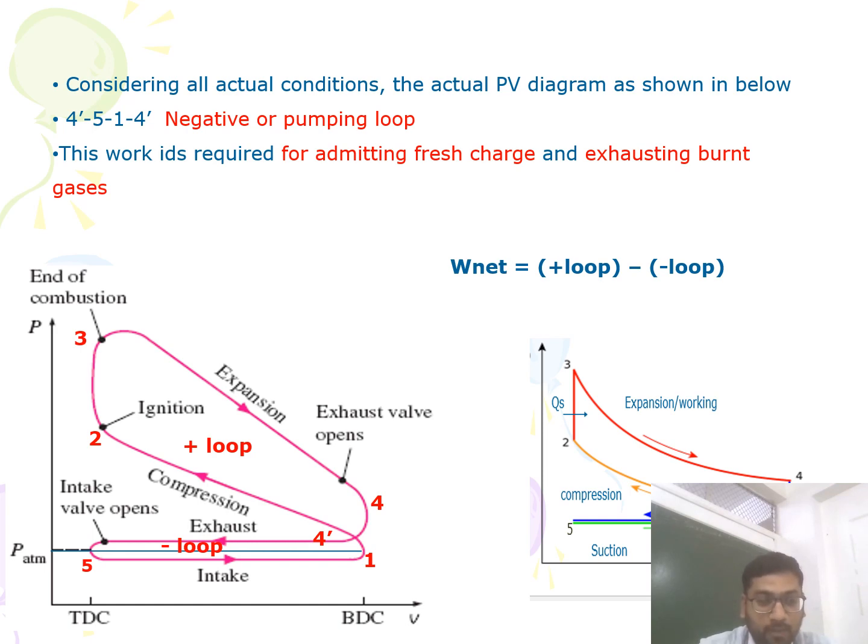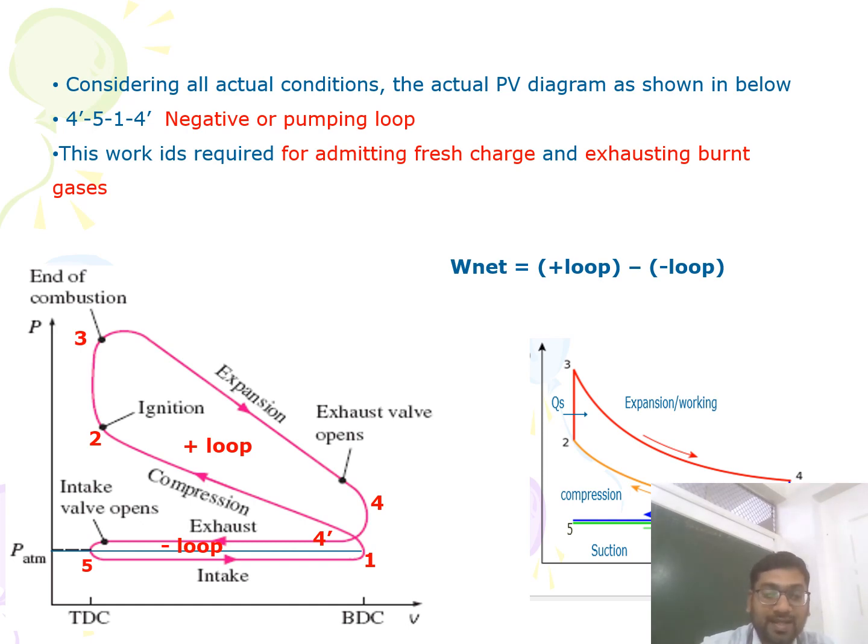Now students, the upper loop I have indicated as positive, because you can see 4' to 2, 2 to 3, 3 to 4, and again 4 to 4'. If you indicate the direction, it is a clockwise direction. When the loop is rotated in a PV diagram in a clockwise direction, it is considered a positive loop. That means during this loop the engine delivers work.